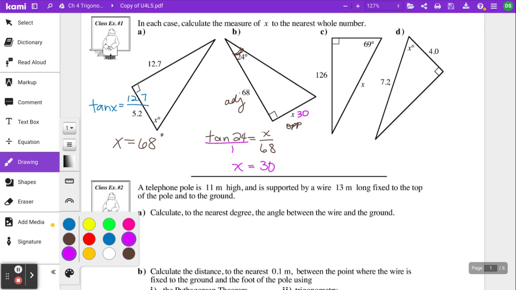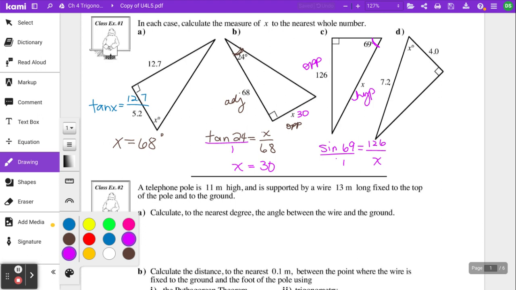So we have 69 as our degree, and we know the opposite, which is 126, and the x is the hypotenuse. So we use sine. Sine of what? 69 degrees. Equal to 126 over x. Excellent work. We will cross multiply.